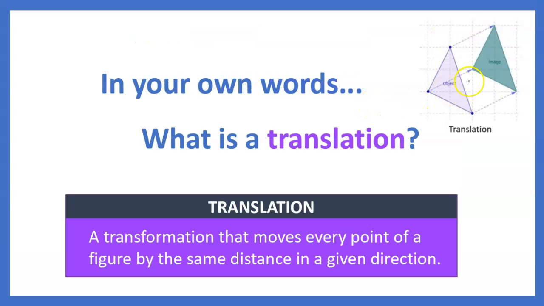A translation is a transformation that moves every point of a figure by the same distance in a given direction. So remember when we were talking about translations, we had these vectors here, and they have a particular length and then a particular direction. And every single one of the points in our figure moved that same distance in the same direction. That's what a translation is. So you might have used words like shift or move. You might have mentioned that it stays the same size and shape, moved up and down, left or right. All of those are considered translations.